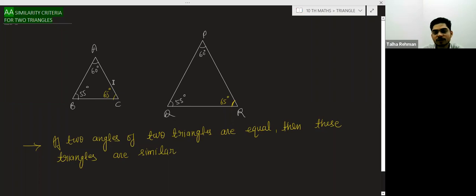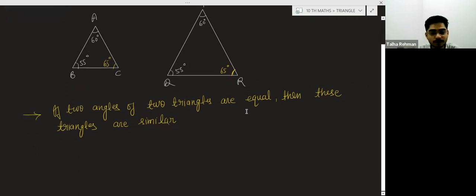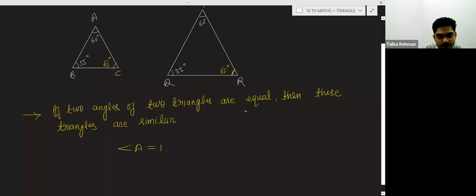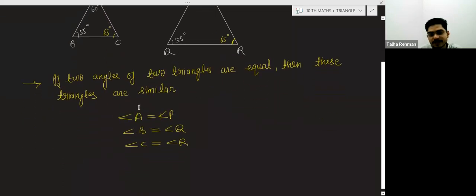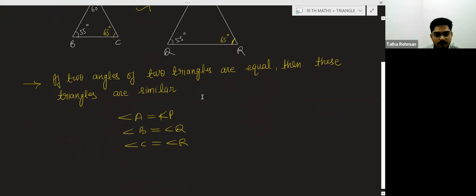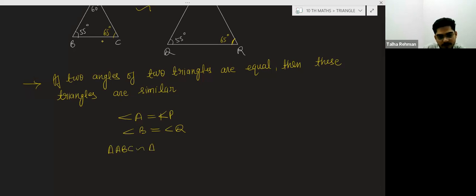Why is there a similarity? Because in this case also, when two angles of two triangles are equal, then the third angle will automatically be equal. Then you can say angle A is equal to angle P, angle B is equal to angle Q, angle C is equal to angle R. This condition will be fulfilled. And I have told you, if this condition is fulfilled, then you can say triangle ABC is similar to triangle PQR. So I am removing the third angle condition because this angle will automatically be equal. So triangle ABC will be similar to triangle PQR.